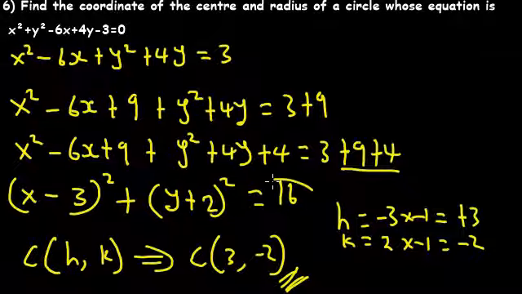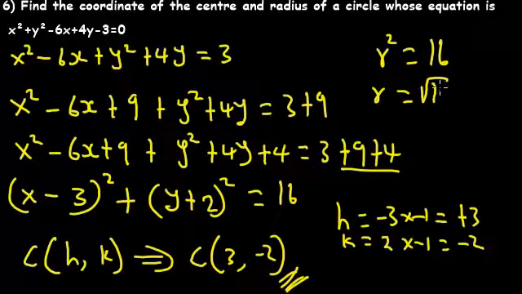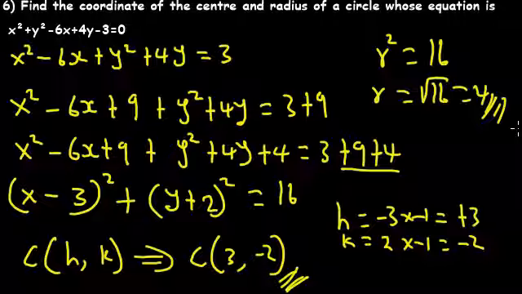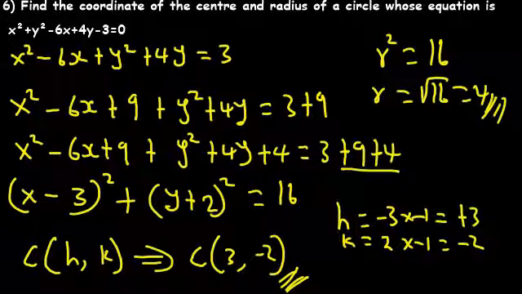Perfect. Now, to find the radius, r will equal the square root of whatever you see here. Don't forget, the 16 we have here is just like r squared, r squared equals 16. So the radius becomes the square root of 16, which is equal to 4. And that is our final answer. So that's how to easily find the coordinates of the center and the radius of the circle given the general form of the equation of the circle. I hope you understand that. On to example number 7.